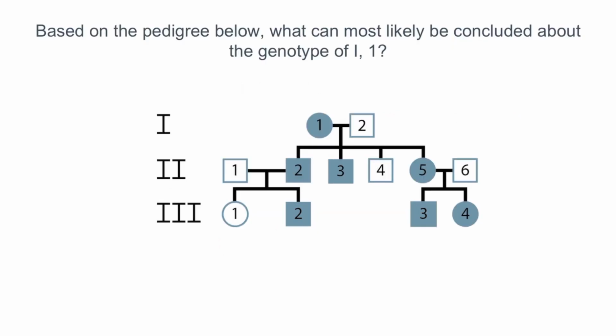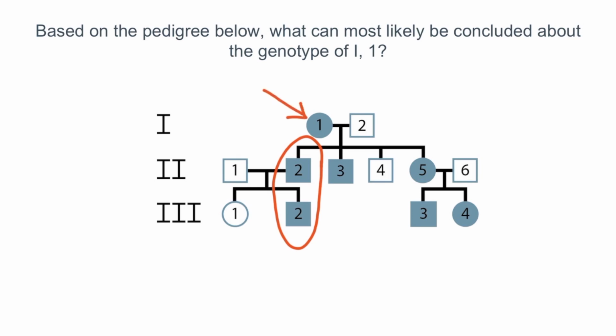Okay, let's do a question. Based on the pedigree below, what can most likely be concluded about the genotype of 1-1? Okay, as we just discussed, pedigrees that affect both males and females in each generation tend to represent an autosomal dominant mode of inheritance. We can be sure that this is an autosomal dominant mode of inheritance because there is male-to-male transmission right here. So with this information in mind, we're asked what can most likely be concluded about the genotype of this individual right here.